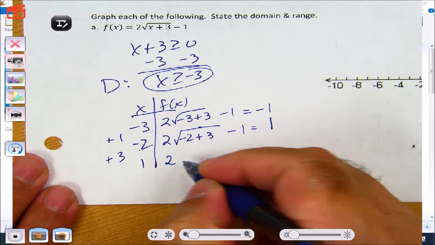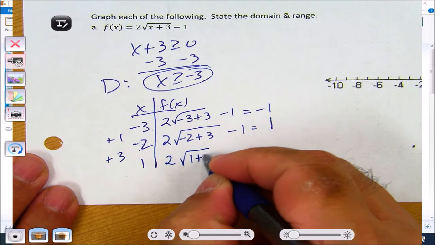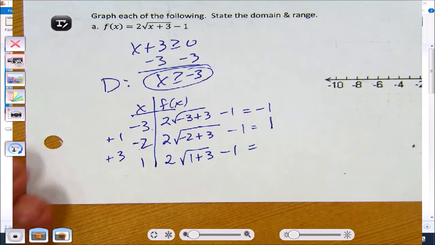So it's 2 times the square root of 1 plus 3, then minus 1. What's 1 plus 3? 4. What's the square root of 4? 2. What's 2 times 2? 4. Minus 1? 3.